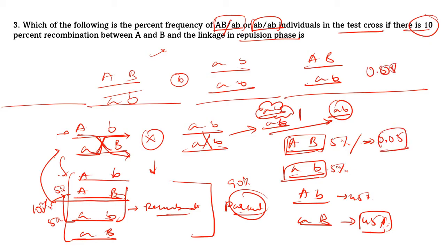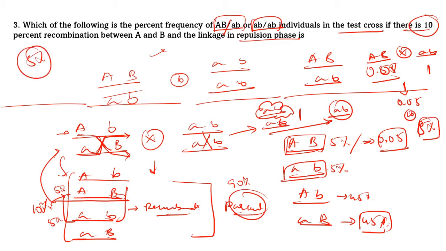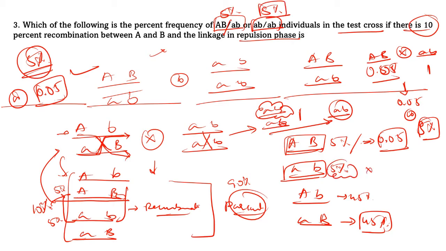So 0.05 is the frequency of capital A, capital B, which we just need to multiply with the frequency of obtaining small a, small b. This is 1. So the answer would be 0.05 or 5%. If they have given it in percentage, the answer would be 5%, or if they have given it as frequency, it will be 0.05. This will also be 5% and this is also 5%. Since it is again 5% here, which is crossed with the other parent, it will be 1. So the answer would again be 5%.